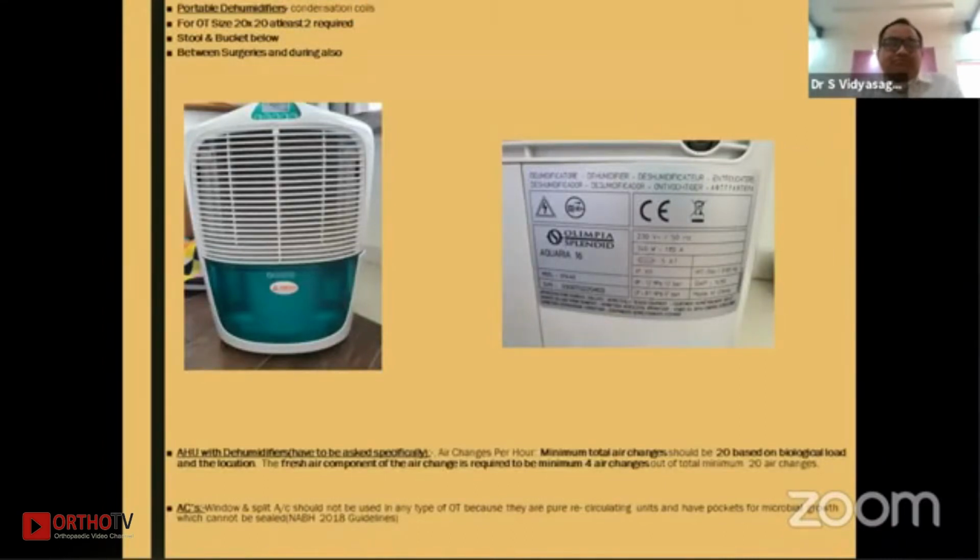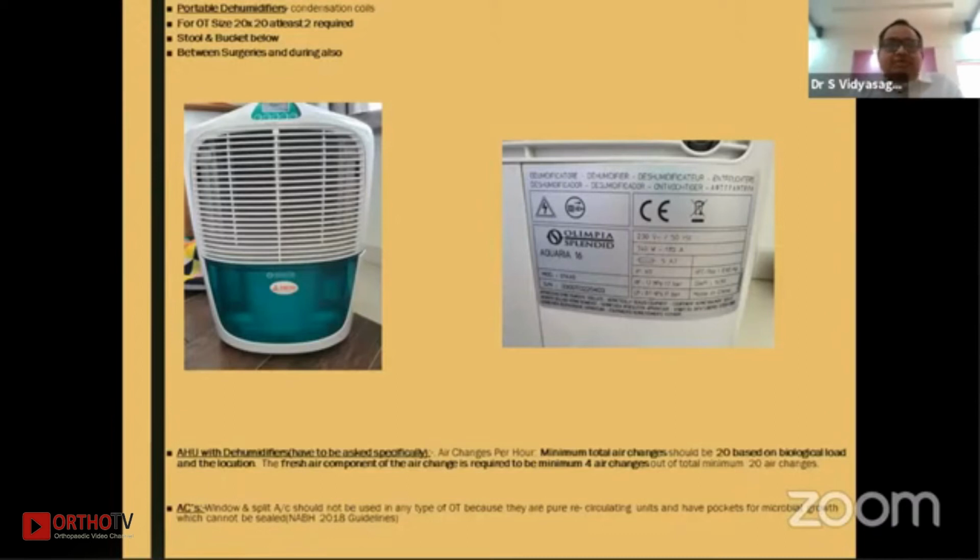These are the portable dehumidifiers, which are basically condensation coils. For an OT size of around 20 by 20, you require at least 2 of these dehumidifiers, which have to be kept on a stool with a bucket below for the water to get collected. And this has to be used continuously, between surgeries as well. These are expensive, but it has to be used. Along with that, nowadays air handling units are used in many OTs, but you have to ask very specifically for an AHU with a dehumidifier because they are not regularly provided by the companies. It should have a minimum total of around 20 air changes based on the biological load and location, with a fresh air component of a minimum of 4 air changes.